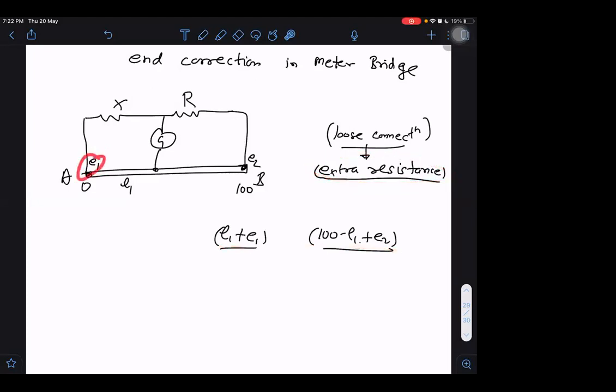They may give us the end correction, or they may not give us the end correction. They may give us the exact values of R and X. These both are known, but here they are giving, let us say, some length L1. I think I can do this also. No need to take end correction on both sides. One side will be enough. If extra resistance is here, I can take it here itself.